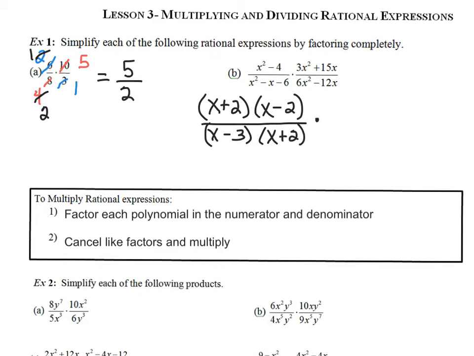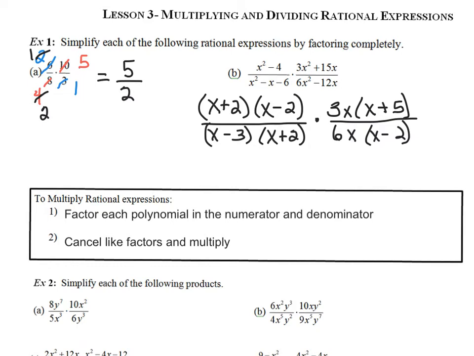For the second fraction, the numerator, I can factor out a greatest common factor of 3x, and I'm left with x plus 5. And my second denominator, I can factor out a greatest common factor of 6x, and I'll be left with x minus 2. So now I'm looking for common factors in the numerator and denominator.